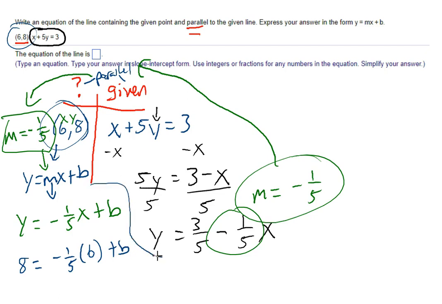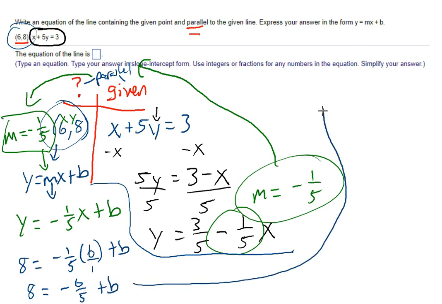All right, let's wall this off here. And now I need to solve this for b. This doesn't cancel, so I just need to multiply these together. I'll get 8 equals negative 6 over 5 plus b. Let's continue up over here. I'm going to add the 6/5 to the other side. So I'll get 8 plus 6/5 equals b. I'm just adding this over to the other side.